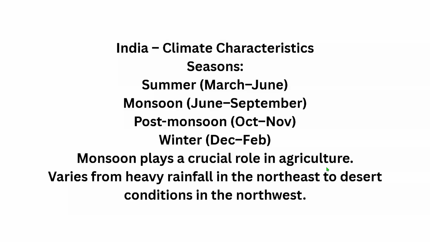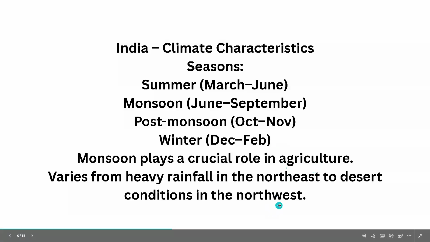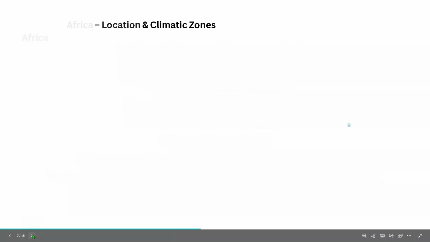So we need to wait. Farmers will be waiting for the monsoon's arrival. If it onsets on time, then farmers will be quite happy. There is heavy rainfall in the northeast and desert conditions in the northwest. In the northwest, you will find desert conditions, Rajasthan, the Thar Desert. In the northeast, you will find heavy rainfall.